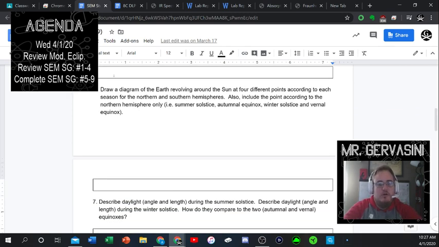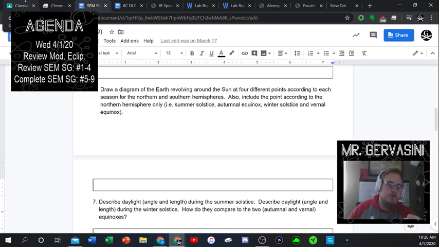Number 6, draw a diagram. Again, do it on paper, do it in Google Draw. Of the Earth revolving around the Sun at 4 different points according to each season for the northern and southern hemispheres. Also include the point according to the northern hemisphere only for summer solstice, autumnal equinox, winter solstice, and vernal equinox. So you would recognize this as the season diagram.